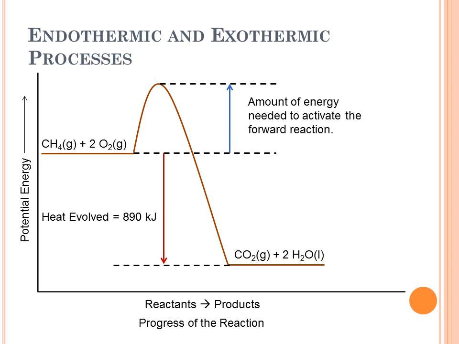Here's an example of a reaction profile where energy is the y-axis and progress of the reaction is the x-axis. And if you look at methane, it's reacting with oxygen. There's a little barrier there in blue with the arrow indicating the amount of energy needed to activate the forward reaction, with a total energy involved of 890 kilojoules, which is the difference in energy between the reactants and products. So you can see you're releasing a net of 890 kilojoules.